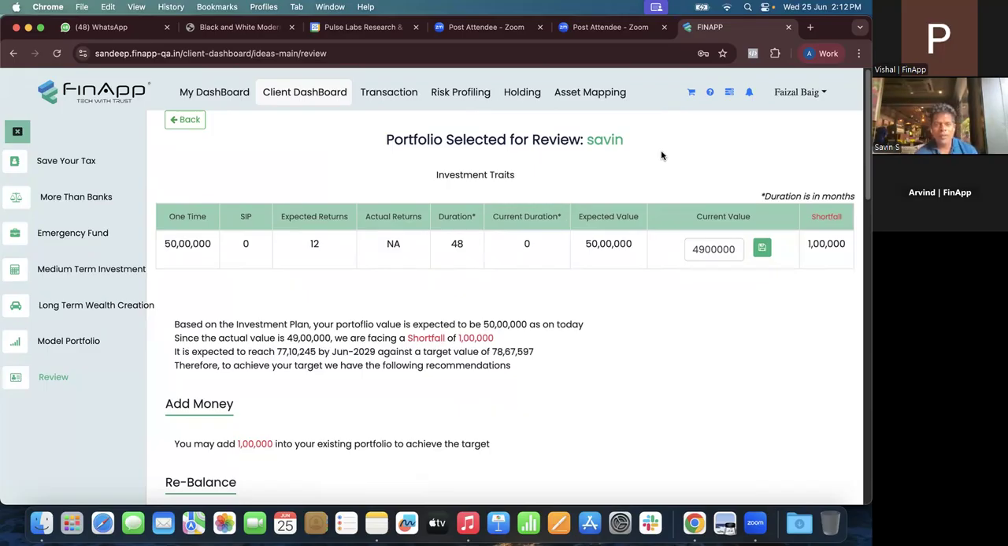How do you do that? Currently, for most people who work with a smaller or bigger corpus, I will go as per the engine, which also has some model portfolios. Sir, one more challenge I am facing here is I have some commitments.